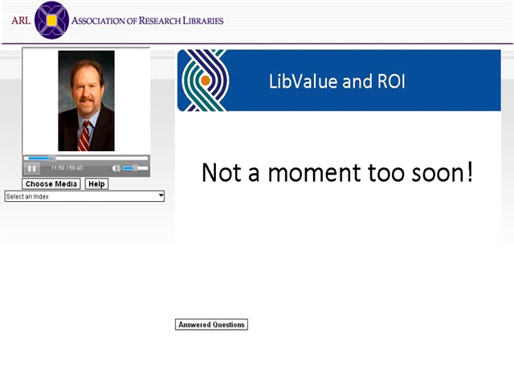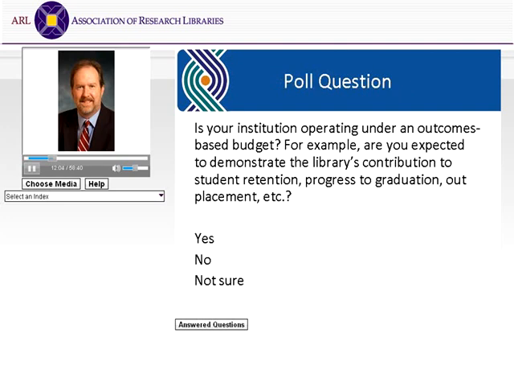It's asking whether your institution is operating under an outcomes-based budget. For example, are you expected to demonstrate the library's contribution to student retention, progress to graduation, outplacement, and student outcomes like these? And you can provide your answer: yes, no, or not sure.